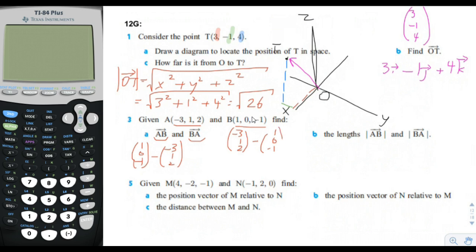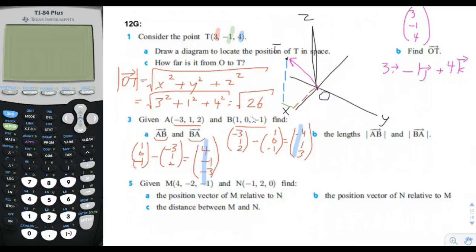Okay, so let's see. AB would be 1 minus -3, which is 1 plus 3, which is 4. 0 minus 1, which would be -1. -1 minus 2, which would be -3. So that would be AB. And then what about vector BA? It would be -3 minus 1, which would be -4. 1 minus 0, which is 1, and 2 minus -1, which would be 3. You can see that these two vectors are exact negatives of each other, which makes sense because the AB vector is the negative of the BA vector.